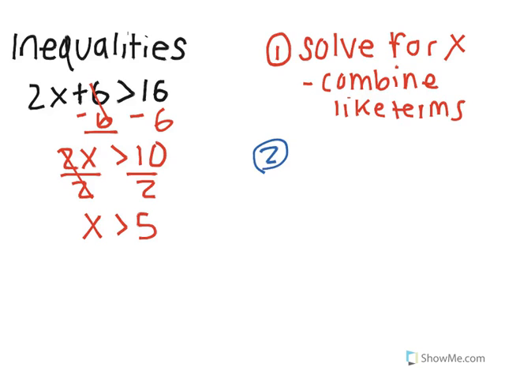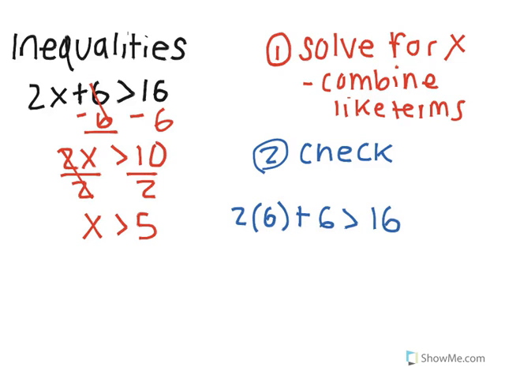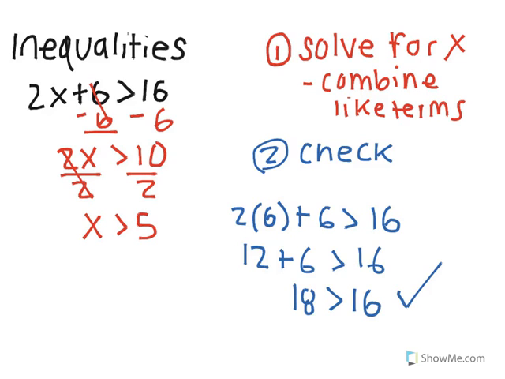Now to check this, we will take a number that fits this description and plug it into the original equation. So x is greater than 5, so we have to choose a number that is greater than 5. So let's just choose 6. 2 times 6, where the original x was, plus 6 is greater than 16. 2 times 6 is 12, plus 6 is greater than 16. 18, because 12 plus 6 is 18, is greater than 16. Yay. Check, so our answer is x is greater than 5.